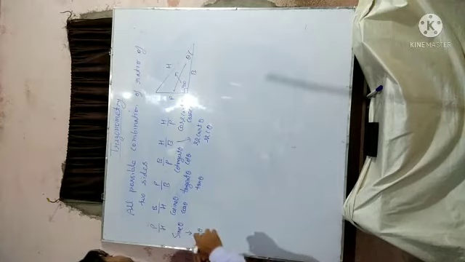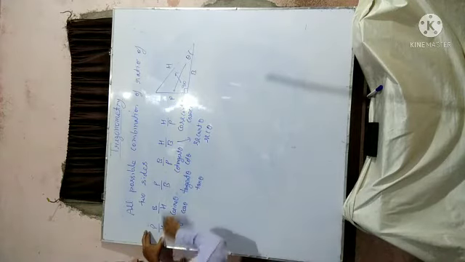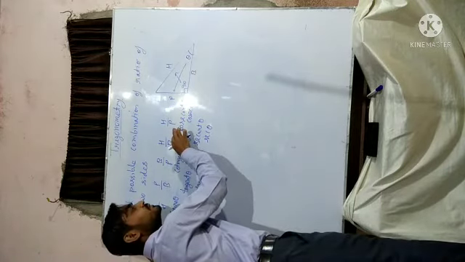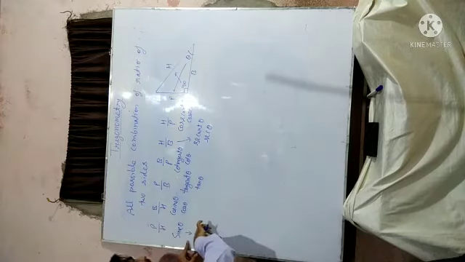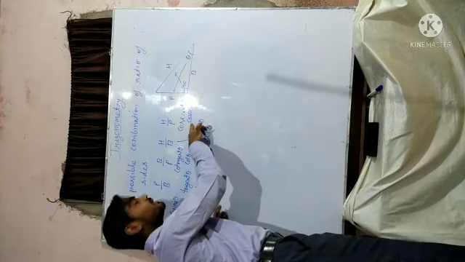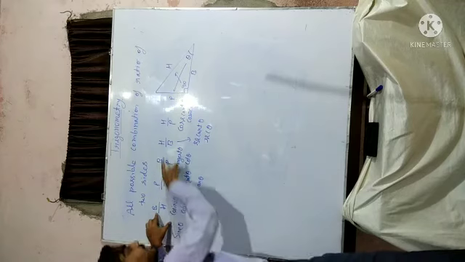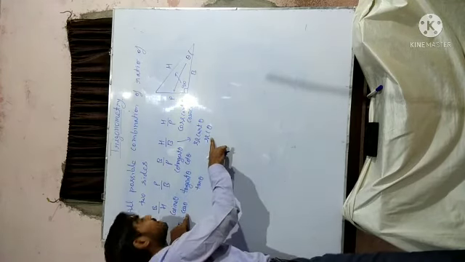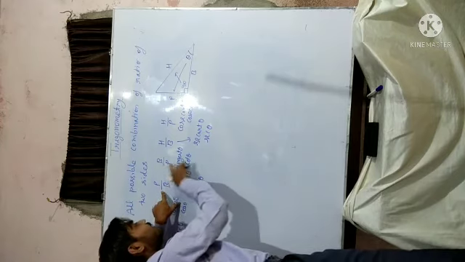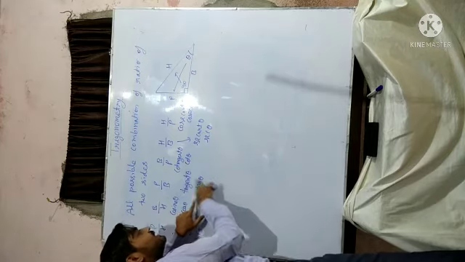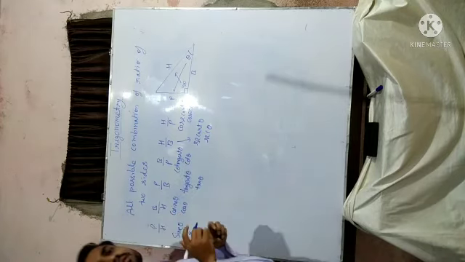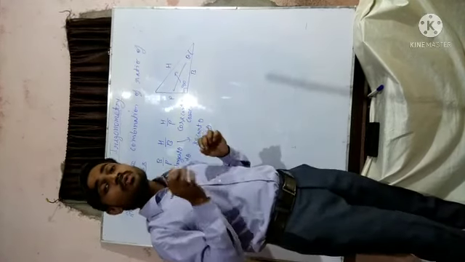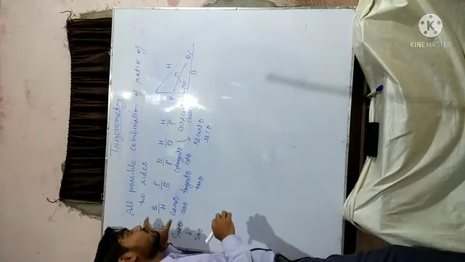So here we can see P upon H, H upon P. So sine theta is the reciprocal of cosec theta, and P upon H, H upon B. So cos theta is the reciprocal of sec theta, and P upon B and B upon P. So tan theta is the reciprocal of cot theta. The mnemonics to learn these ratios I will give.